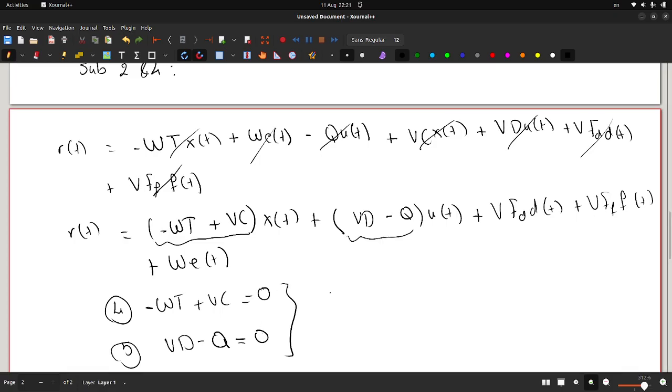And these are the last two conditions in the Leuenberger conditions.